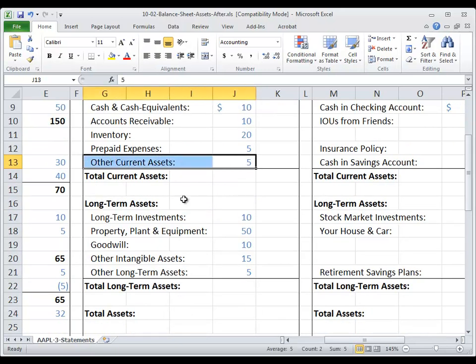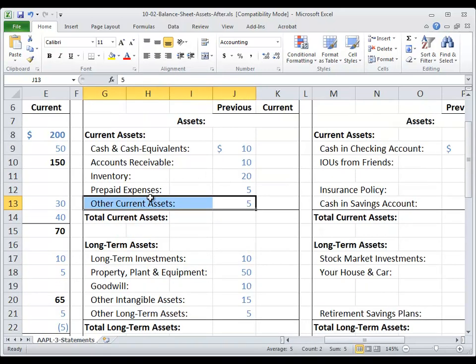Other current assets could include a wide variety of different things. Sometimes you might see short-term securities that you've bought, so stock market investments, for example, you might see those listed here. You might see other types of prepaid expense categories listed here. You might see deferred tax items listed here. So this is sort of a miscellaneous category that includes a lot of different types of assets.